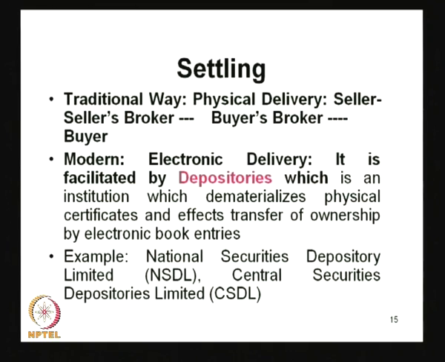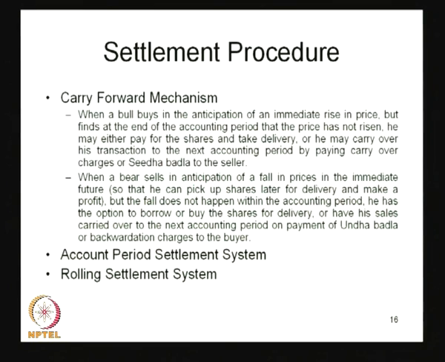So that is why, in the modern electronic delivery system, the depositories always play the significant role in the settling of that particular investment or the trading of that investment. The examples of depositories in India are the National Securities Depository Limited, NSDL, and the Central Securities Depository Limited, that is the CDSL. Over the period, how has the settlement procedure worked in India?